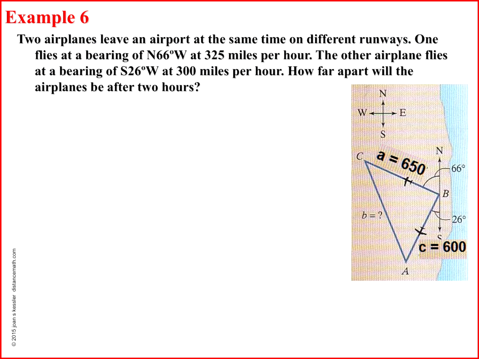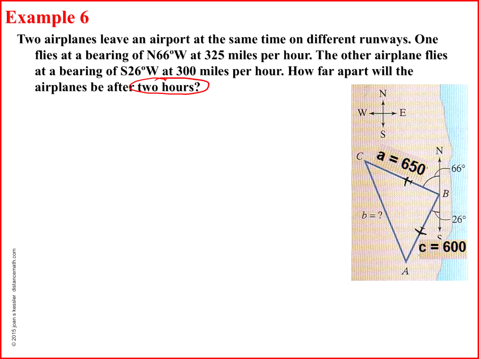Okay, a couple more. If we look at example 6, I have 2 airplanes leave an airport at the same time on different runways. One flies at a bearing of north 66 degrees west at 325 miles per hour. The other airplane flies at a bearing of south 26 degrees west at 300 miles per hour. How far apart will the airplanes be after 2 hours?